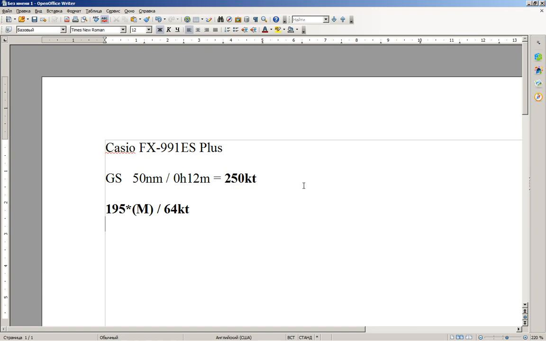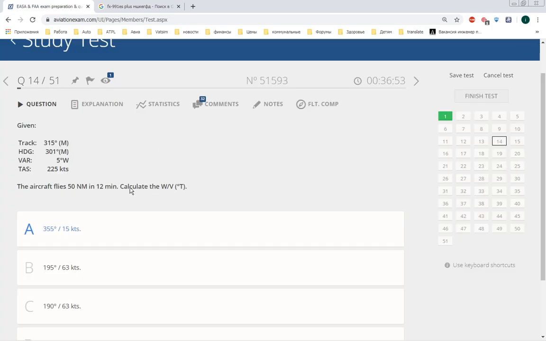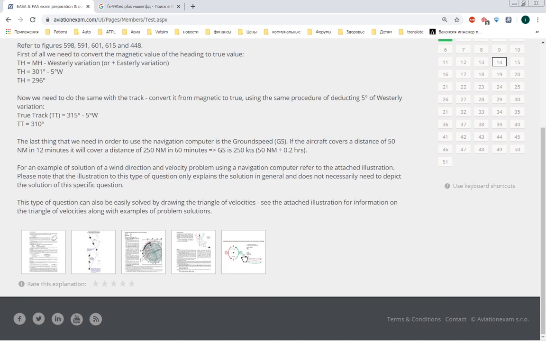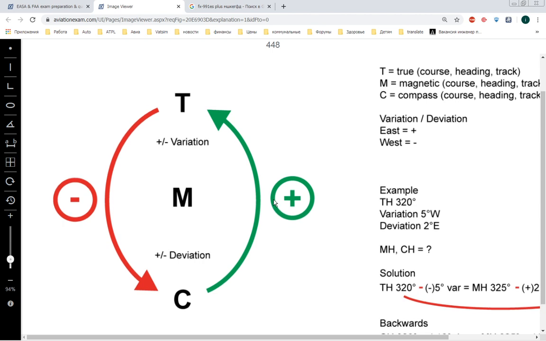Okay, now we need to change magnetic to true wind velocity. For this changing, as I've already mentioned in a previous video, this table is worth printing out and putting in front of you on your desk. So we have magnetic, we need to get true.